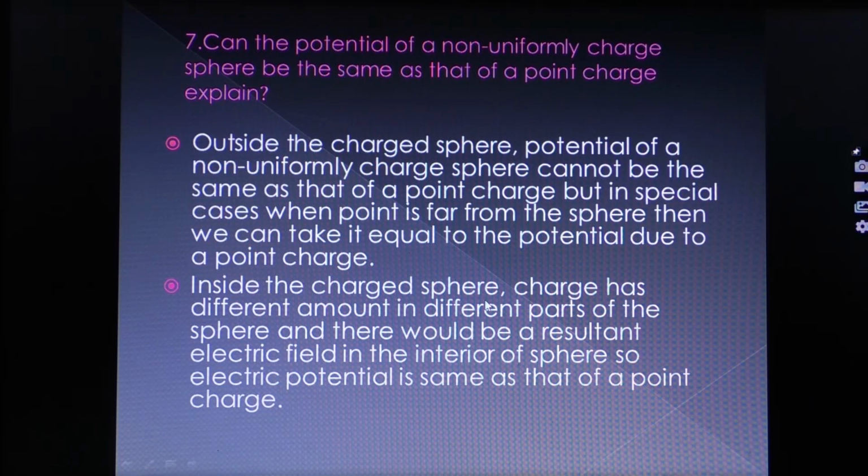Inside the charged sphere, charge has different amounts in different parts of the sphere, and there would be a resultant electric field in the interior of the sphere. So electric potential is not the same as that of a point charge.